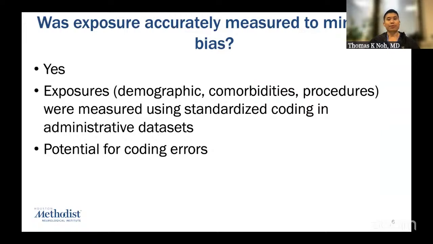Was the exposure accurately measured to minimize bias? I thought so. They included all the demographics and comorbidities. They had a relatively long list of all those different things, and they were measured using standardized coding. Now, the one potential pitfall here is that there are coding errors, because a lot of that is left up to our coding specialists, oftentimes in most settings.